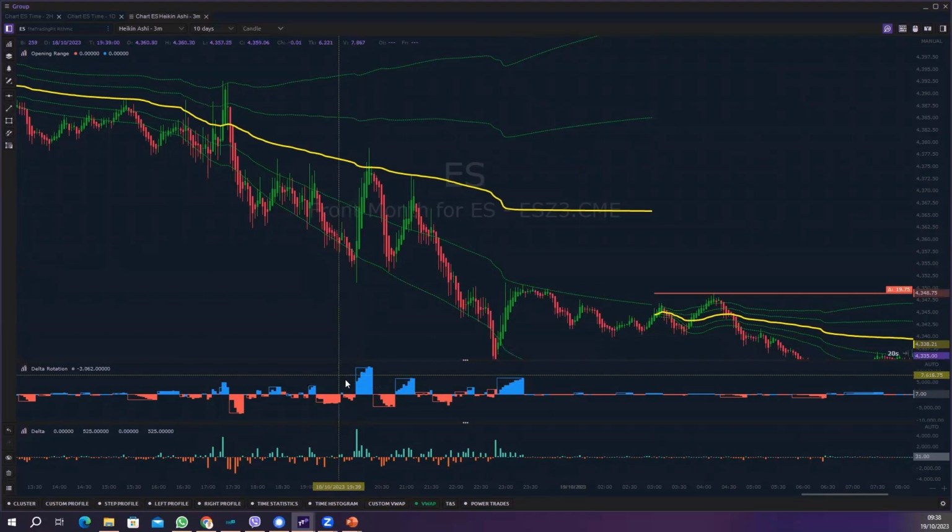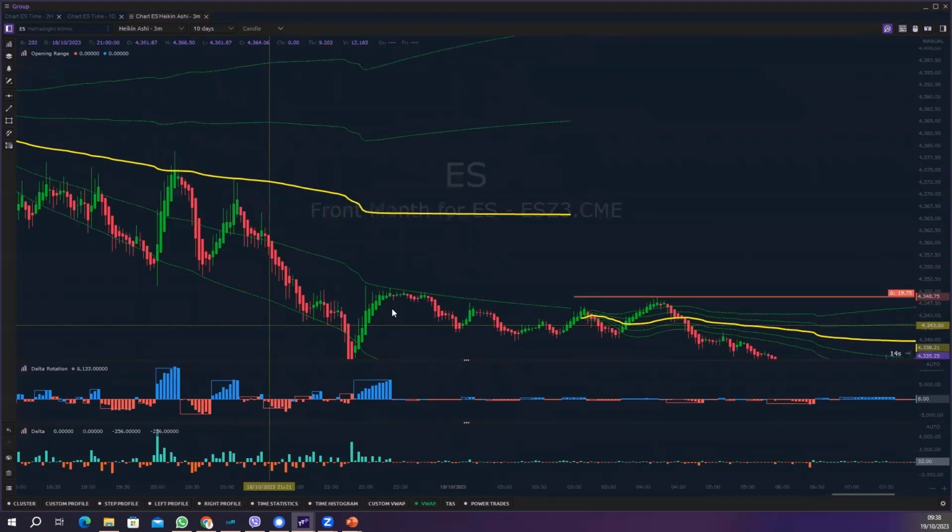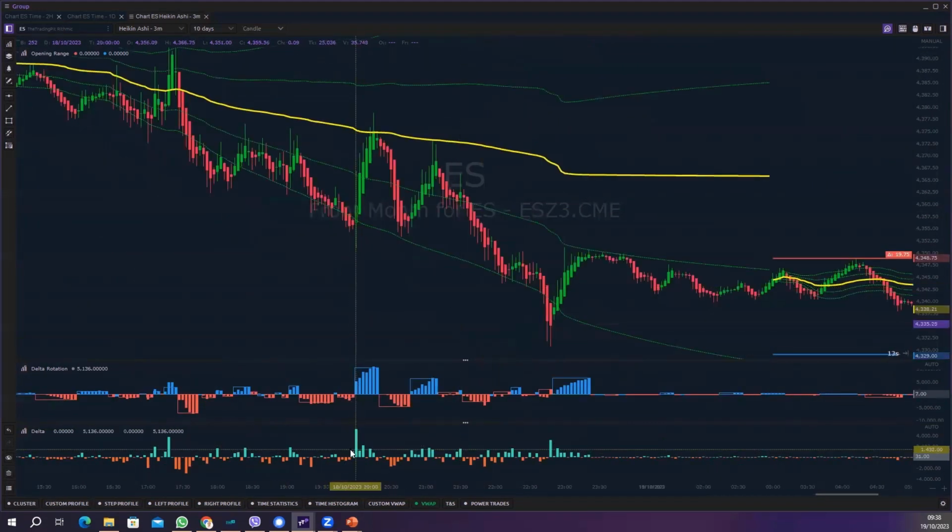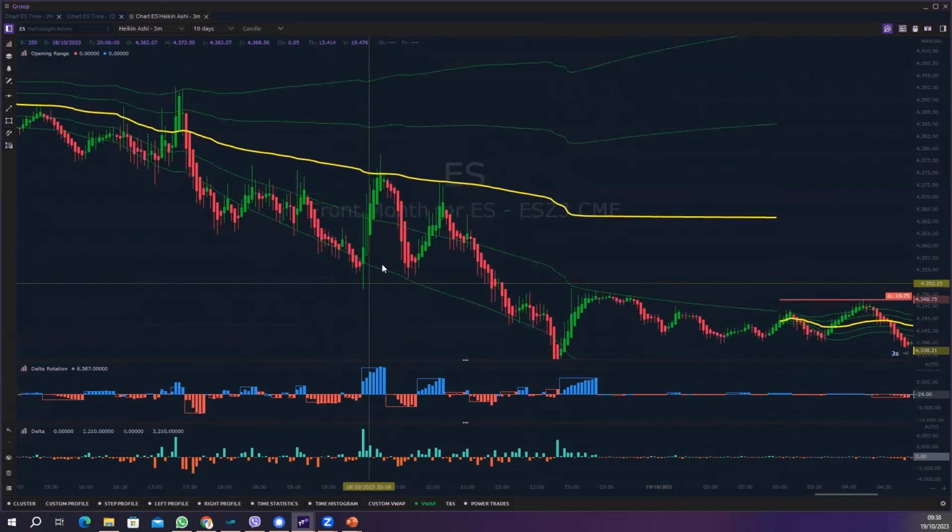We can see here the delta rotation from negative delta to positive delta. And look that we have positive delta, meaning that the buyers are outnumbering the sellers. And we see this here. So we have one green Heikin-Ashi, and you move in the direction of the trend. This is a good area to do business. We are in the second standard deviation of the VWAP.